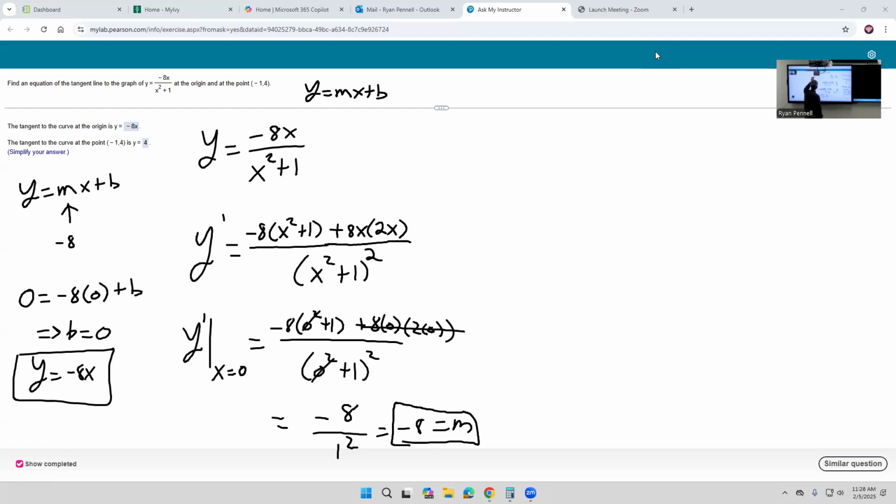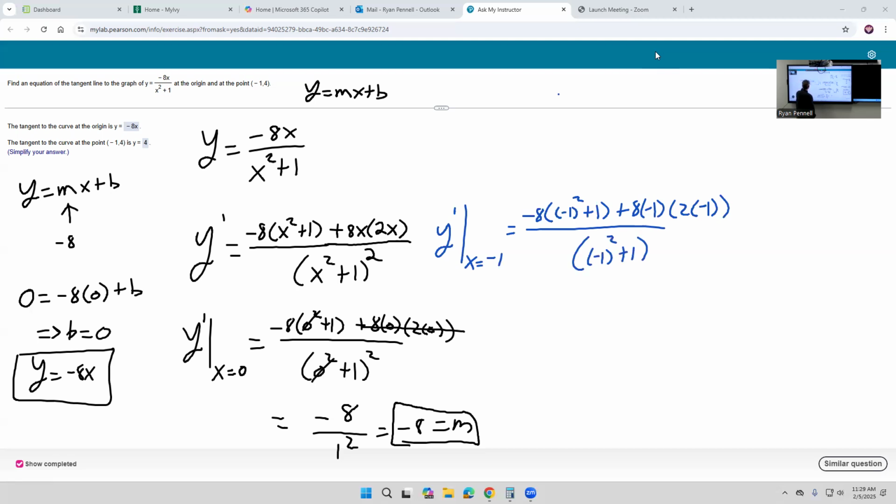But then there's almost a repeat question. It wants it at a different point. Okay, so at a different point it's a different scenario, right? So what happens to this when x equals negative 1? We would get negative 1 times negative 1 squared plus 1, plus 1 times negative 1, 2 times negative 1, over negative 1 squared plus 1 squared. And this is going to be a little bit more complicated to find.